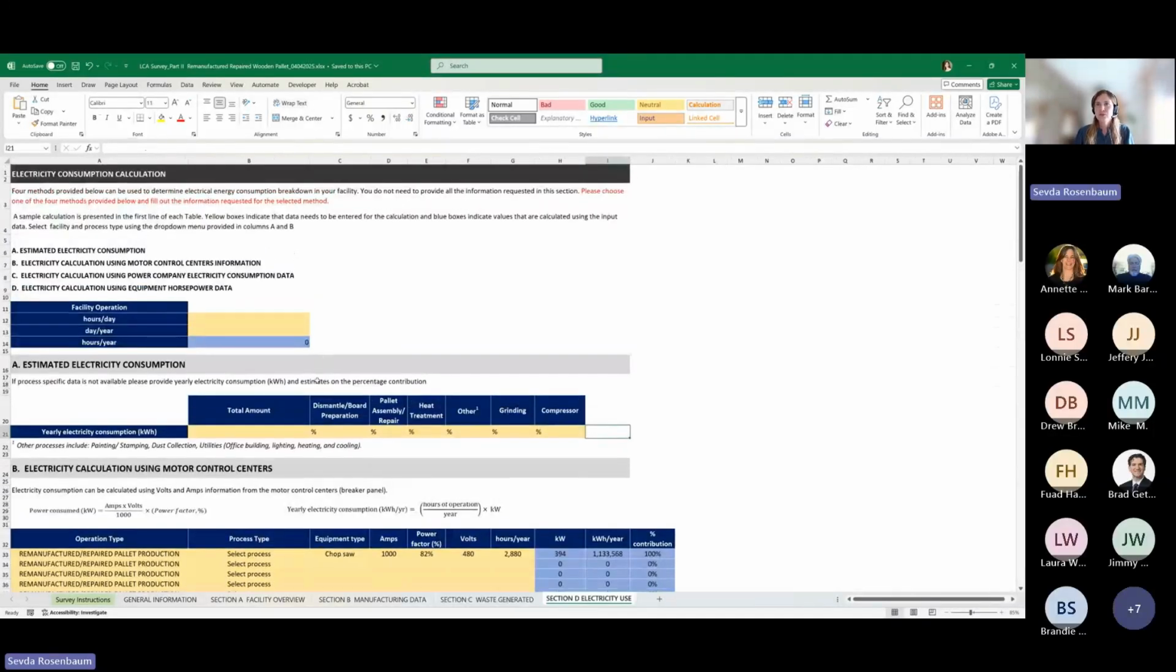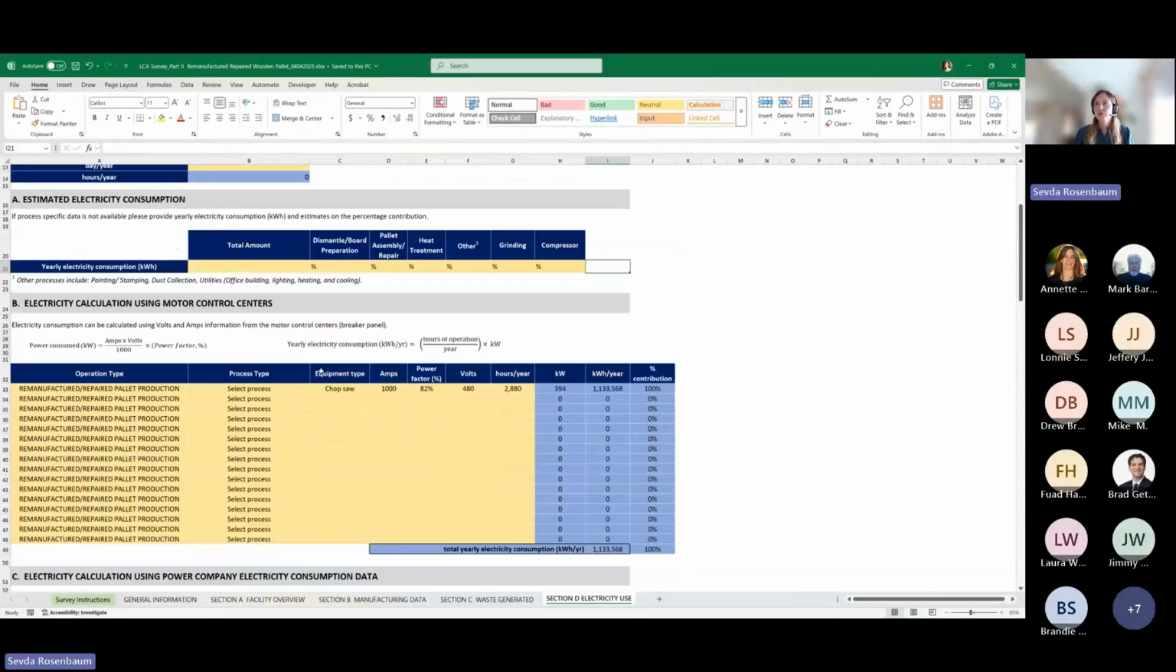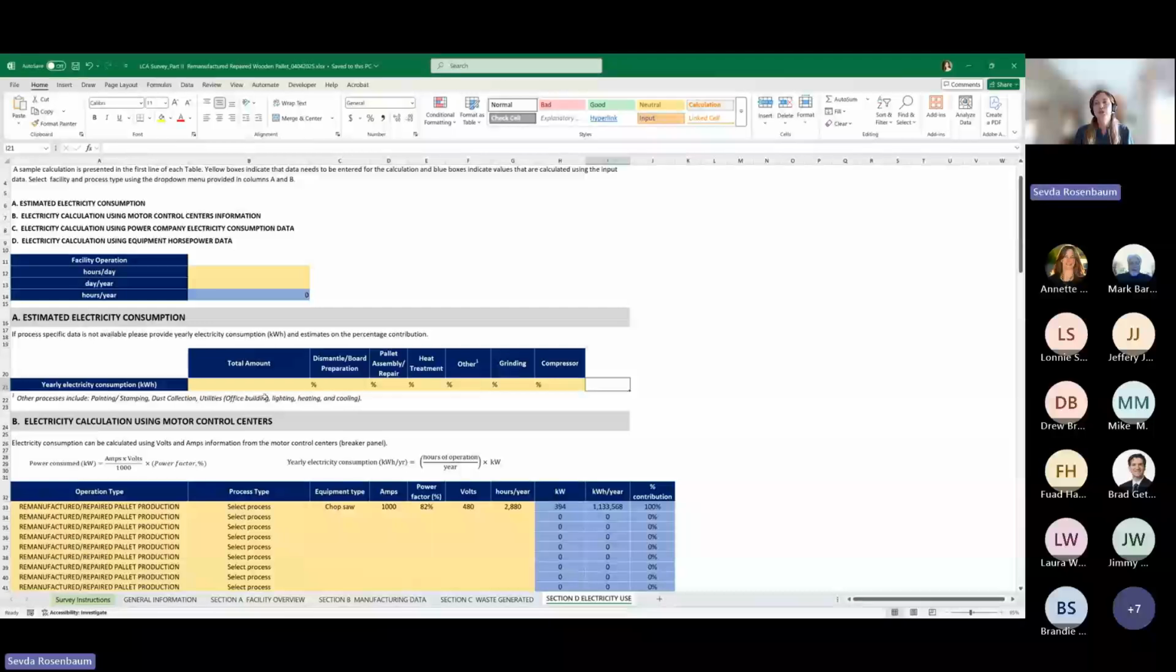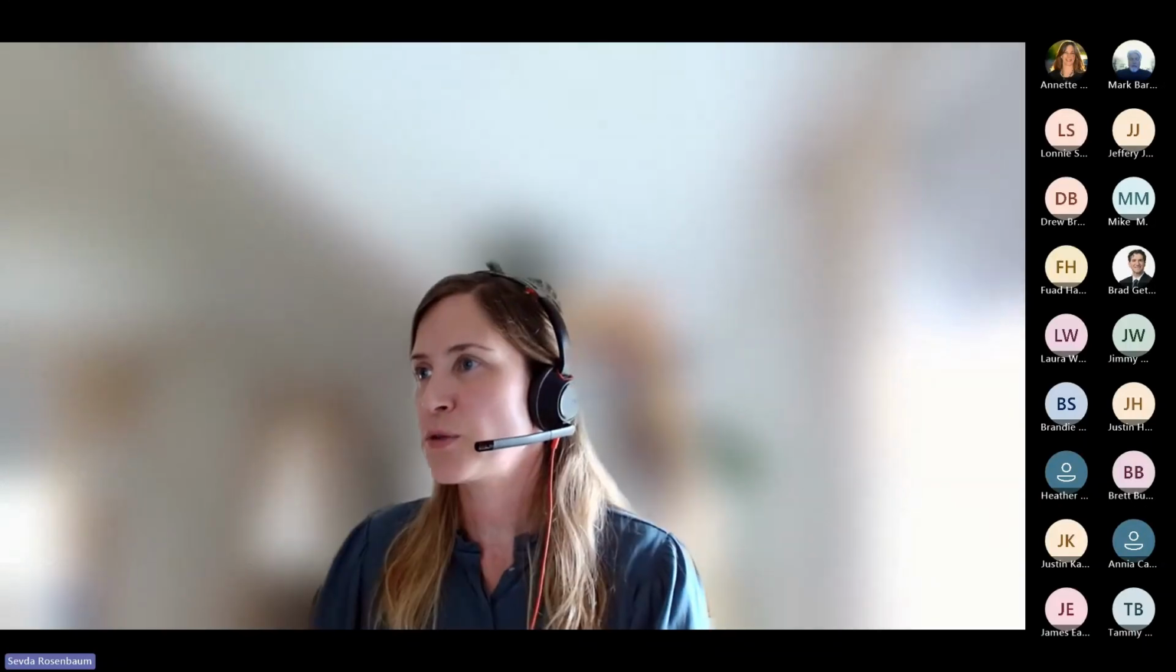And for the electricity use, we have the same approach for each. You can either use one of the calculation methods based on the equipment type and specifications, or you can use the utility data that you have from your provider and try to estimate the percent used at different operations. So I will stop sharing and go back to the presentation, and maybe we can welcome questions at this point.